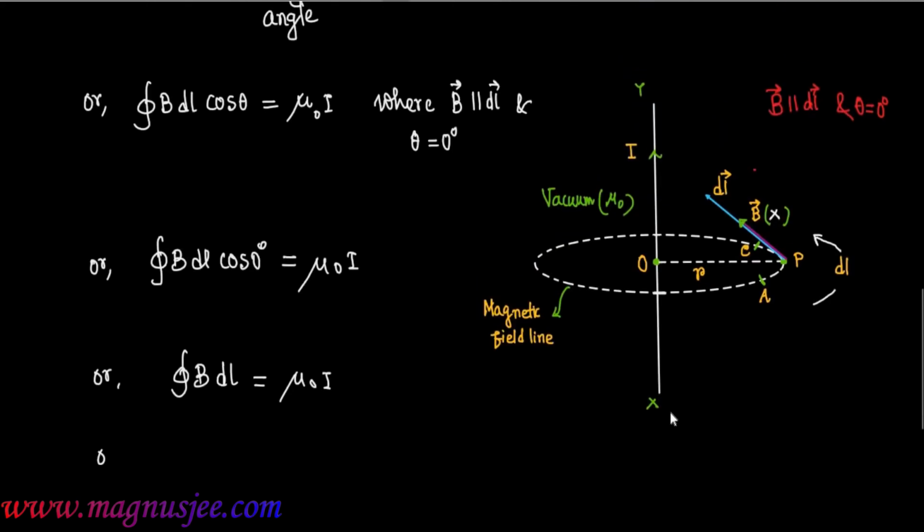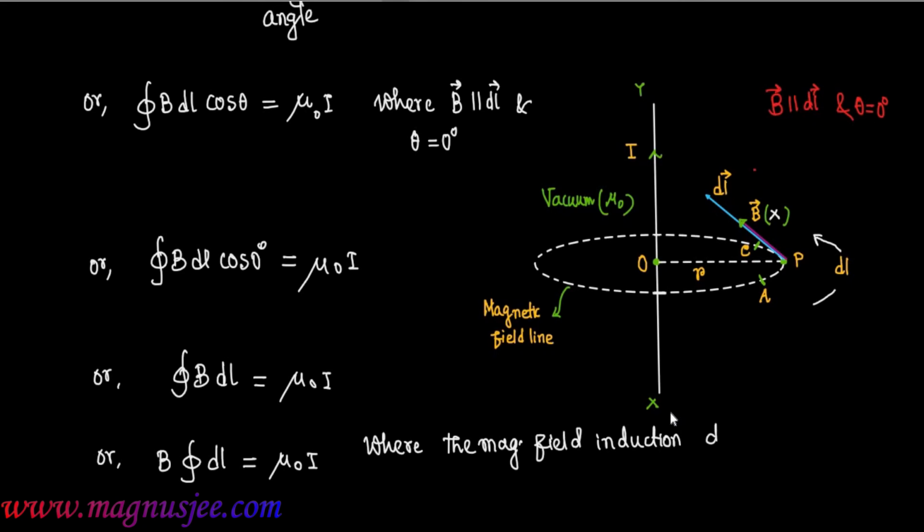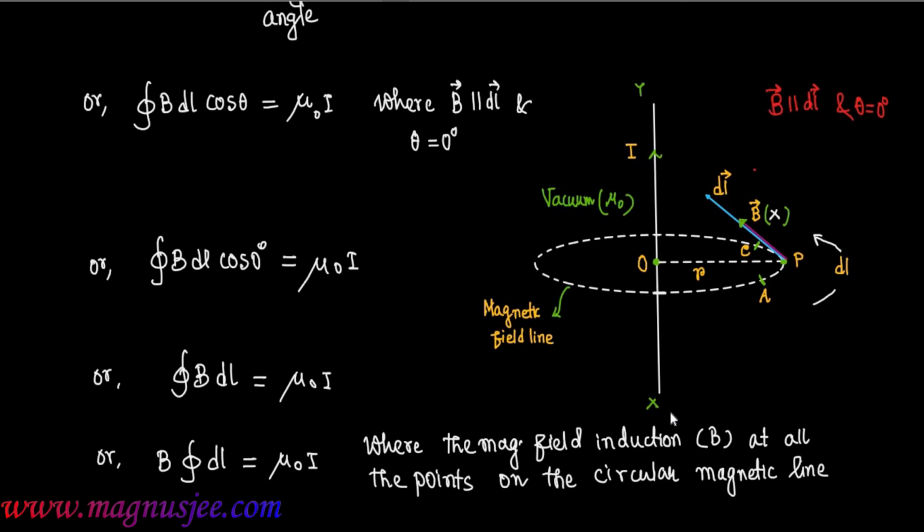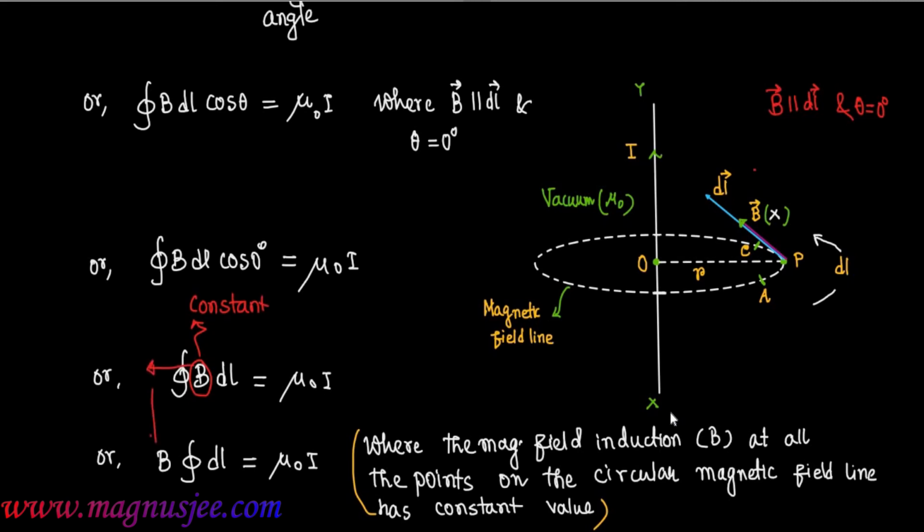Now this magnetic field B is uniform over the circular magnetic field line. That's why B can be brought outside the integration. So B closed integration dl is equal to mu 0 I. The magnetic field induction vector B at all the points on the circular magnetic field line has a constant value, as in the diagram. That's why B can be brought outside the integration, and we get B integration dl equal to mu 0 I.